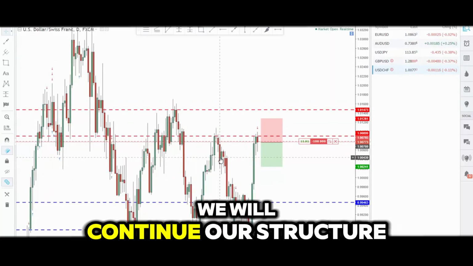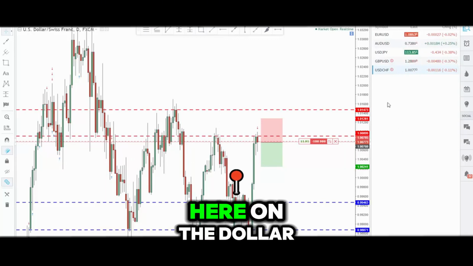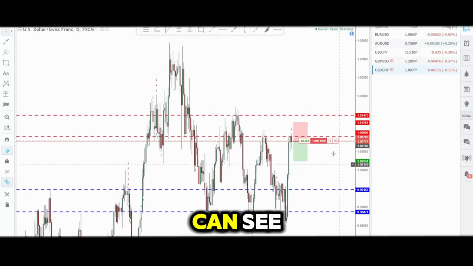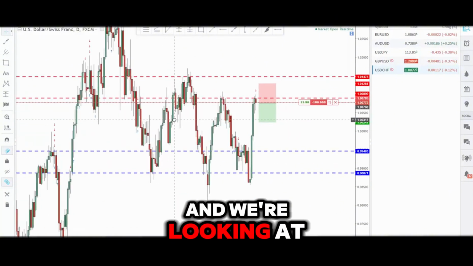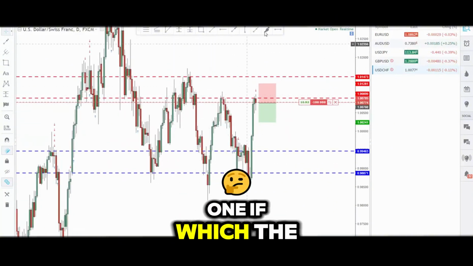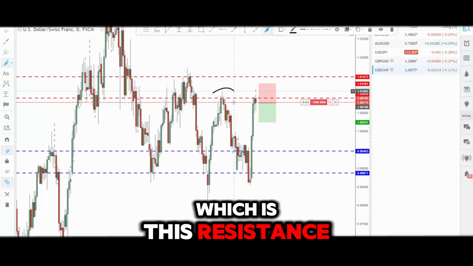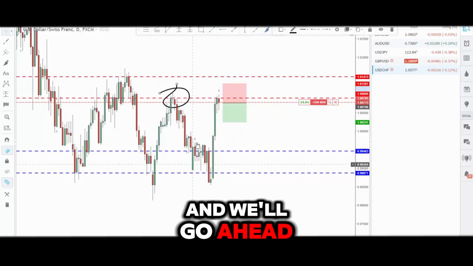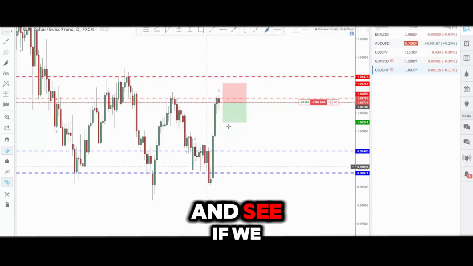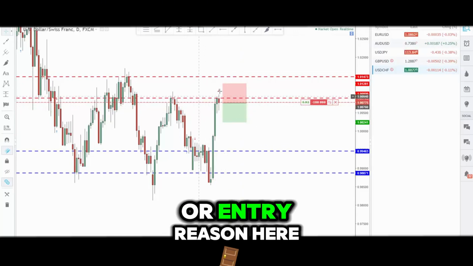But otherwise, we will continue our structure-based analysis here on the dollar Swiss. So as you can see, we're on the daily chart of the dollar Swiss, and we're looking at a few different key levels, one of which the market is at right now, which is this resistance level you see here. And we'll go ahead and drop down to some smaller time frames and see if we find any kind of double top or entry reason here.